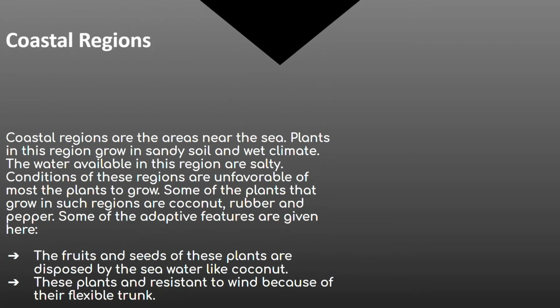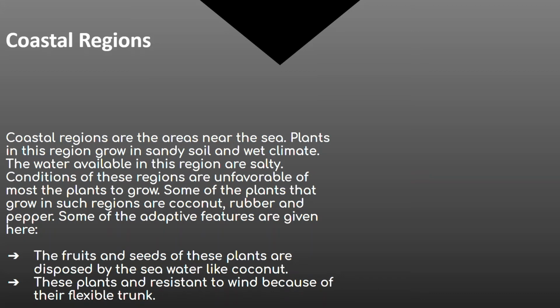Coastal regions. Coastal regions are the areas near the sea. Plants in these regions grow in sandy soil and wet climate. The water available in this region is generally salty. Conditions of this region are unfavorable for most of the plants to grow.